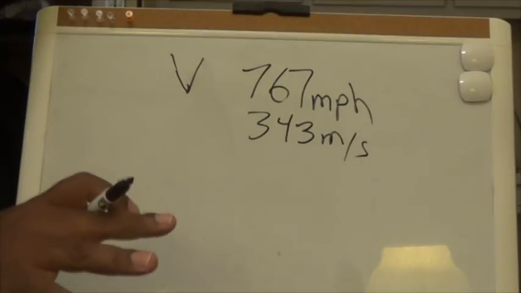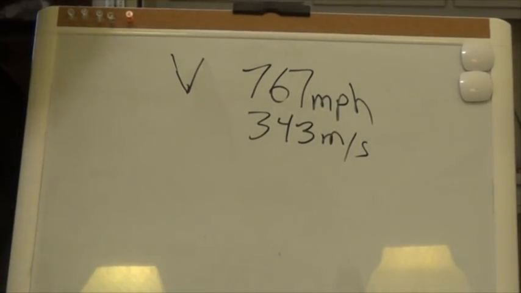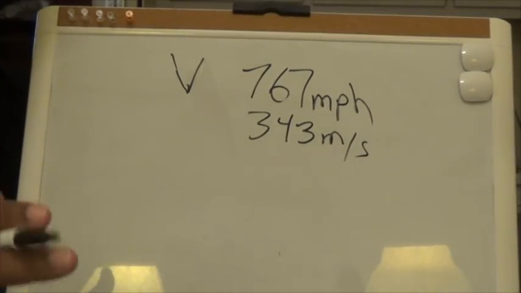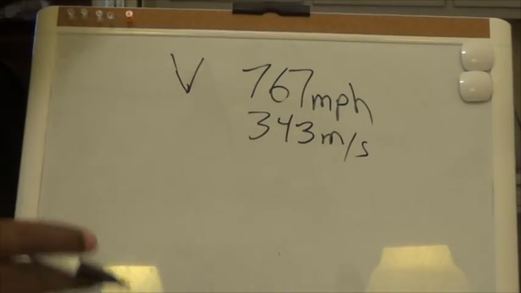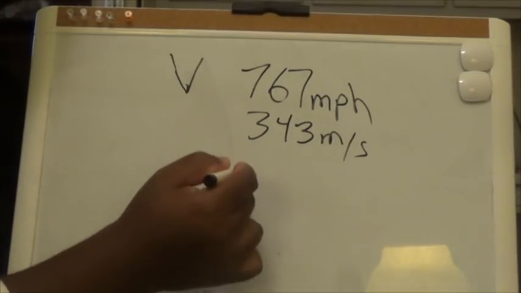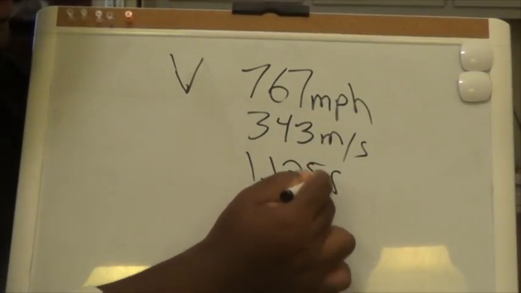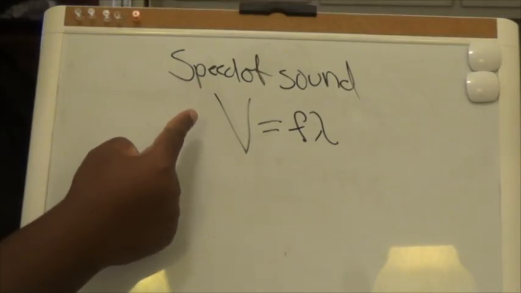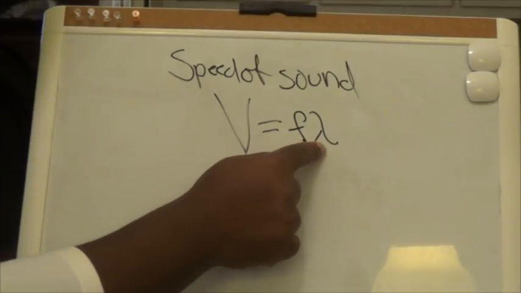And what we want to do is get the general concept of what's going on, and then you can apply it in a simpler way. So I'm going to actually use feet here, so you can imagine, like, your feet. Even though that's technically not accurate, it's going to give us that general idea that we're looking for. So this is about 1,125 feet per second. So the speed of sound, V, is equal to the frequency times the wavelength.